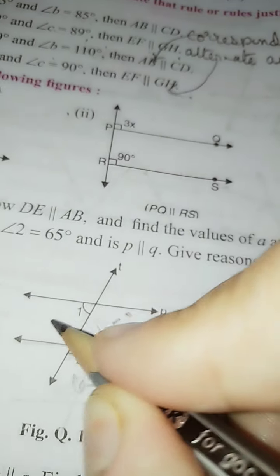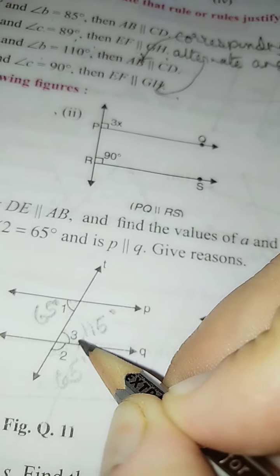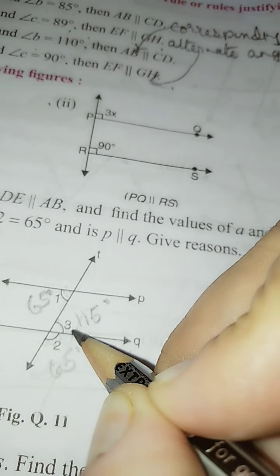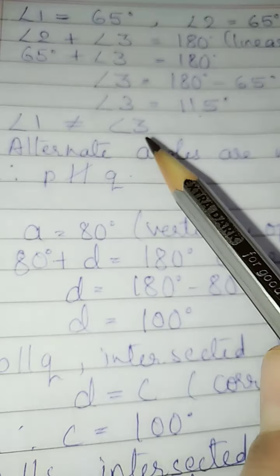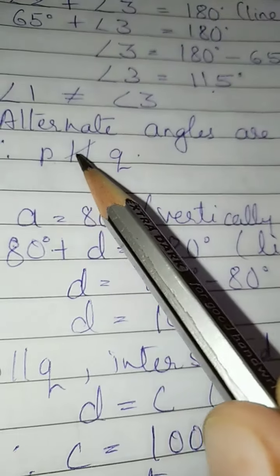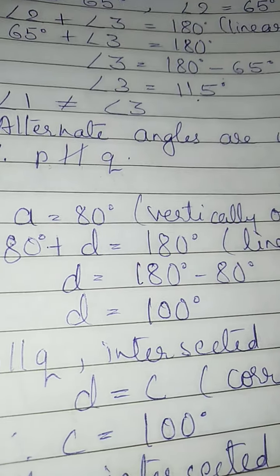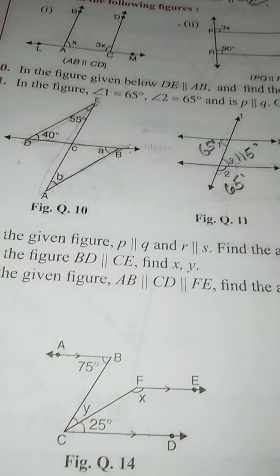115, and angle 1 is given as 65 degrees. But angle 1 and 3 are alternate angles, and if alternate angles are not equal, that means lines are not parallel. Angle 1 is not equal to angle 3, that means alternate angles are not equal and P is not parallel to Q. Now let us see question number 12.